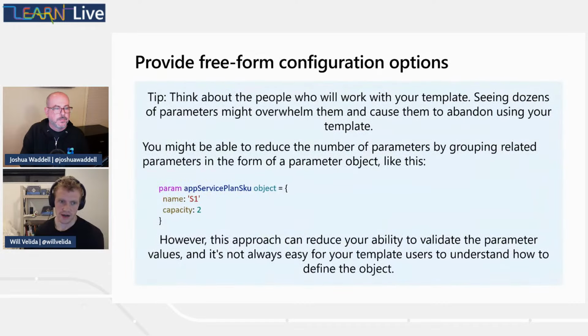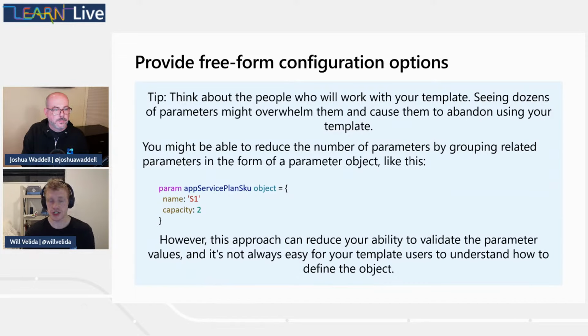So if we go to the next slide, think about the people who are going to use your template. Seeing dozens of parameters. If we go back to our quality control team, they just want to deploy something quickly. And if they see dozens of parameters all over the place, that's going to overwhelm them. And they might just look at your template and think, well, it's going to be easy to build something ourselves that makes sense to us, which kind of defeats the whole purpose of it. So yeah, just think about how many parameters you're actually going to be using within your template and be considerate to those who are going to use it.